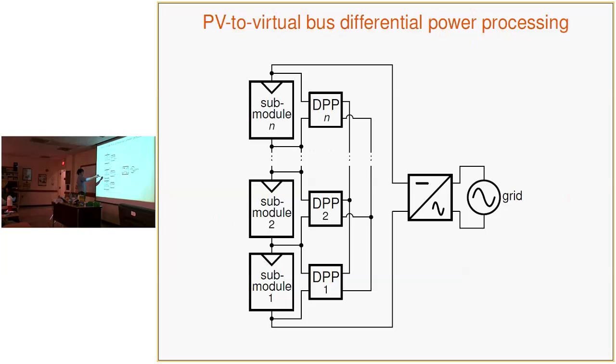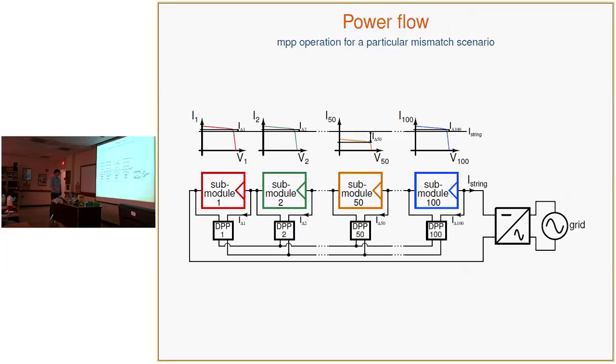Say if submodule 2 was a weakly performing submodule, and submodule 1 and everything else was the same illumination, and they were producing the same amount of power, this submodule would need to be compensated, so all of that power would come from the strongly performing submodules through the bus, and then it would be injected into submodule 2 to compensate and get it to operate at its maximum power point. And this sort of illustrates that.